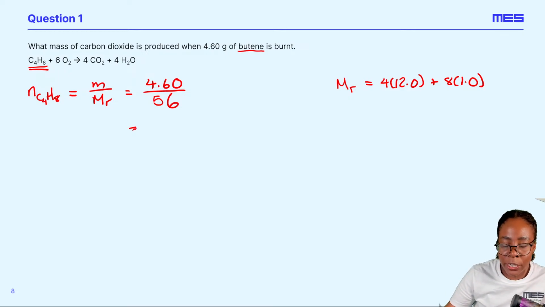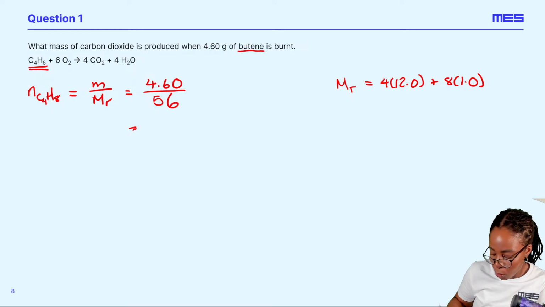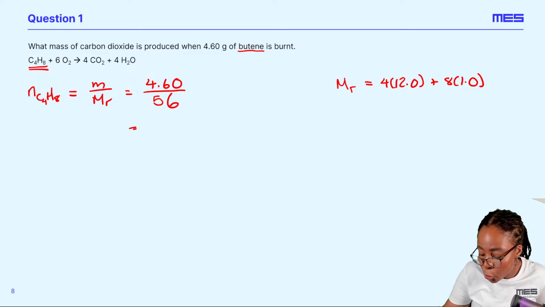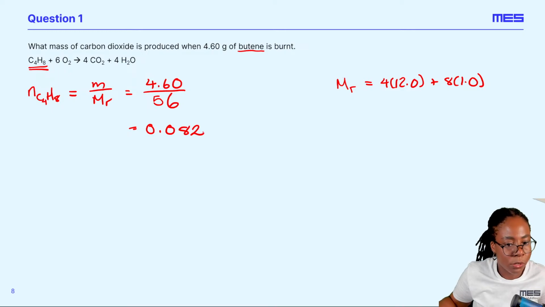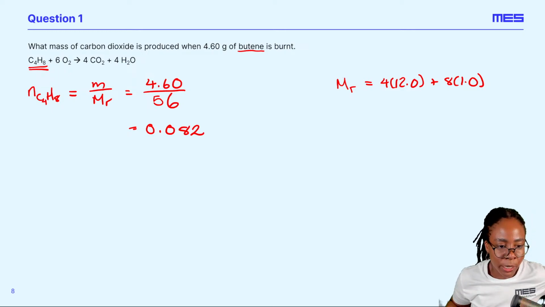56, which gives us for our moles 0.082 moles, okay?